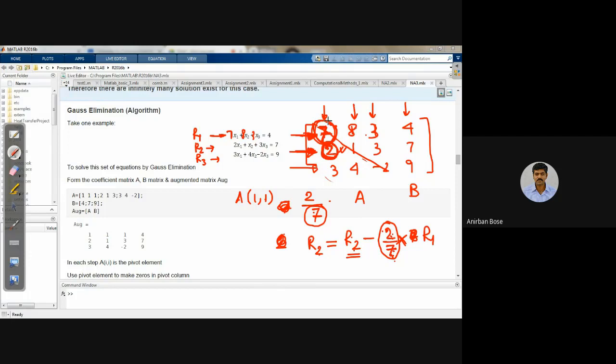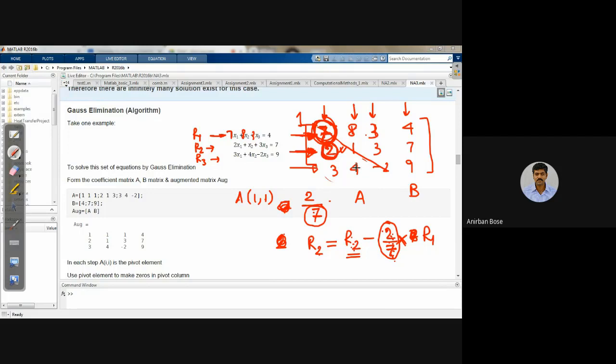Divided by 7 will make this as 1. And then you multiply by 2, then it will make this quantity 2. Then you subtract it from R2. That means it will become 2, so 2 minus 2, the first quantity will become 0.